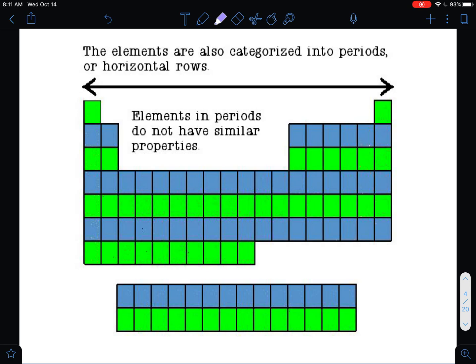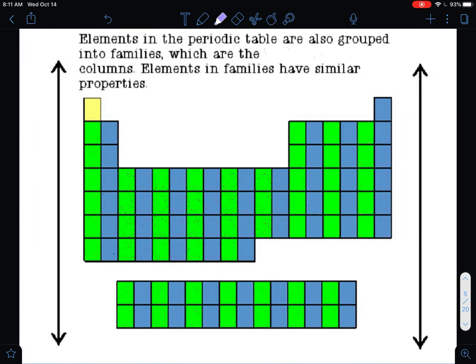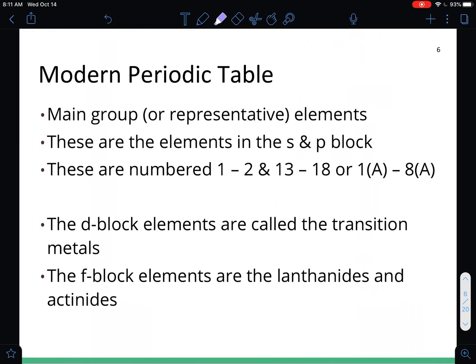Periods run horizontally, and elements in periods do not have similar properties. They do have similar energy levels, but because of the different numbers of electrons in their outside energy level, or their very highest energy level, that results in different properties. Elements in the same group do have the same number of electrons in their very outermost energy level or their very outermost shell, therefore resulting in similar properties.